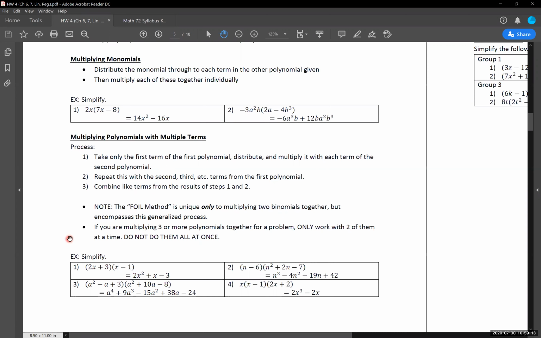And the last thing I will note, as we are going to see this in a couple examples as well, if you are multiplying 3 or more polynomials together for a problem, only work with 2 of them at a time. So if you have 3 things multiplying together, I'm only going to work with these first 2. Distribute, multiply, simplify, done. Then work with that result in the next polynomial. Multiply, distribute, simplify, done. If there's another one after that, then work with those 2.